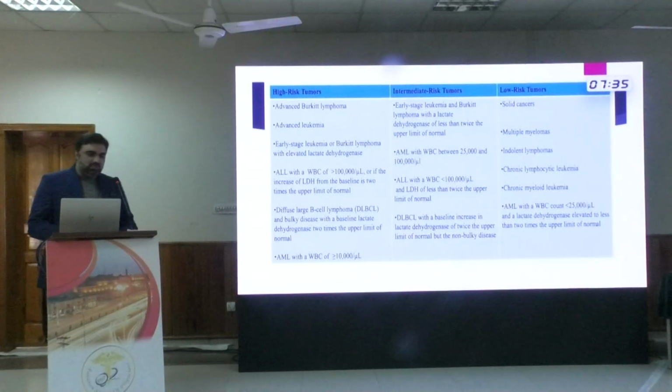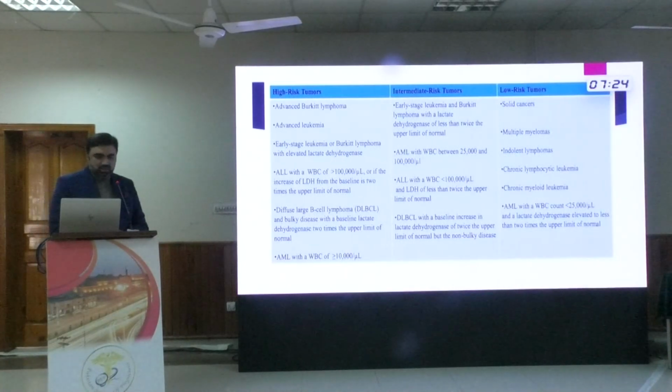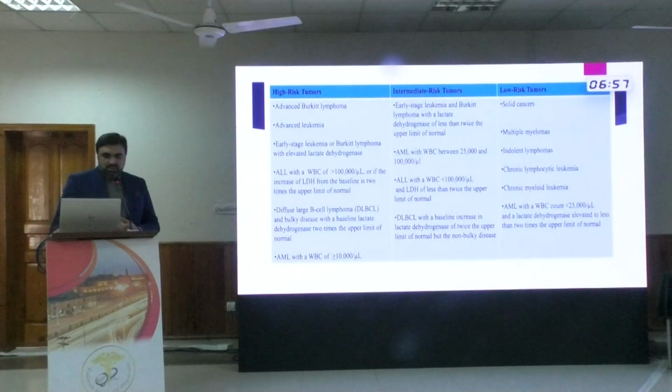So coming to risk stratification, the tumors are classified as high risk, intermediate risk and low risk. Those tumors which have a high risk of developing tumor lysis syndrome are advanced Burkitt lymphoma, advanced leukemias, early stage leukemia and Burkitt lymphoma with elevated LDH, ALL with a WBC count of more than 1 lakh, or if the increase of LDH from the baseline is 2 times the upper limit of normal. Also diffuse large B-cell lymphoma and Burkitt disease with LDH of 2 times the upper limit of normal, and AML with WBC of more than 10,000. So these are the high-risk tumors.